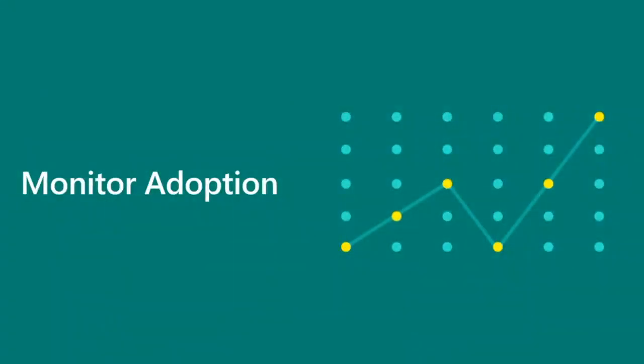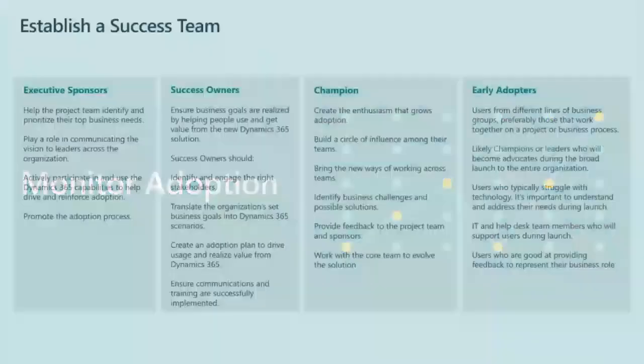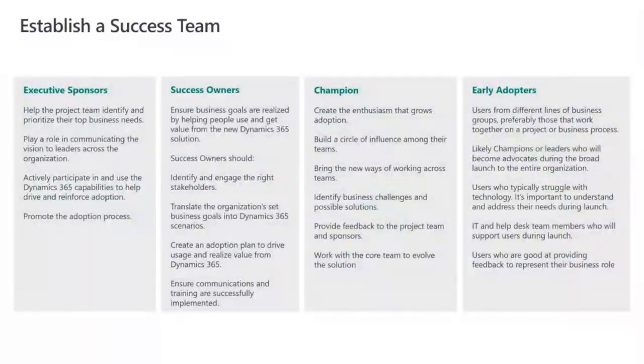Okay, first thing is user adoption. So when you start thinking about transitioning from your web client to unified interface, one of the key aspects of success is thinking about user adoption, how you're going to monitor user adoption, and how you can improve it. The first thing that you want to do is to establish your success team.